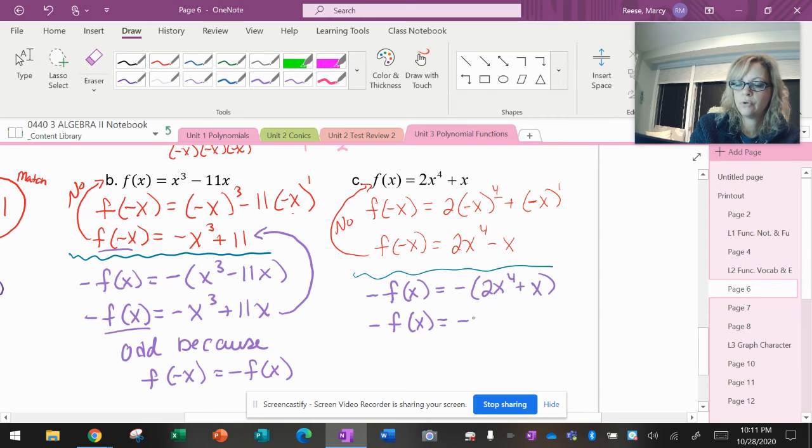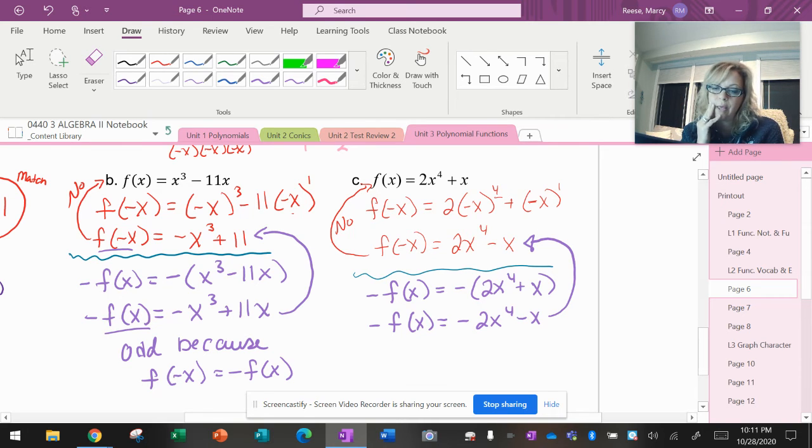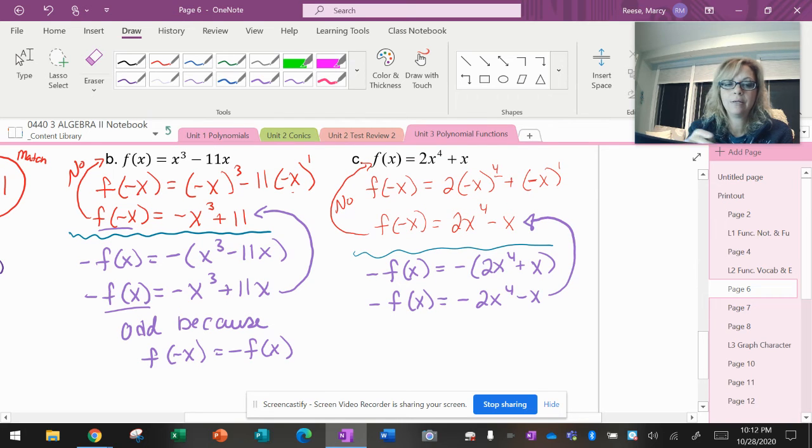It's supposed to, if it's odd, remember, it's supposed to match. So now look what I'm going to do. I'm going to check to see, does it match my f of negative x? And those two functions, they don't match. They're close. But see, the f of negative x, the 2x to the 4th is a positive, but down here it's a negative.